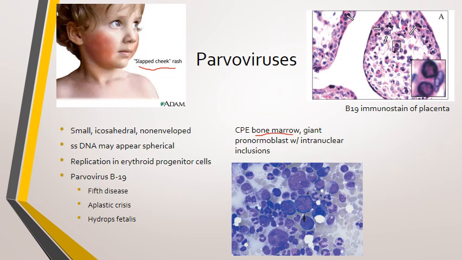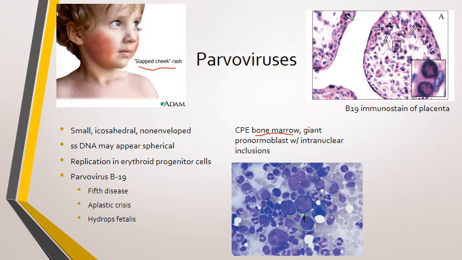The parvoviruses. These are small icosahedral non-enveloped viruses, single-stranded DNA, which could be spherical. The DNA might curl up in some of these virus particles, but since I don't think you're doing any electron microscopy in your lab, that probably won't come into play. And the key thing about this particular virus family is it has pretty wide distribution. Most warm-blooded animals can become infected by the parvoviruses.